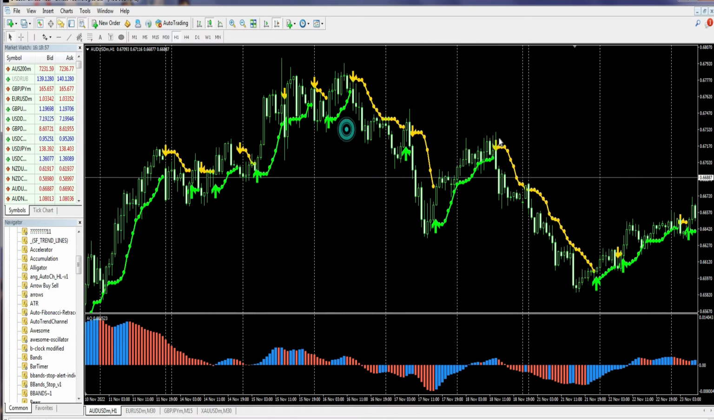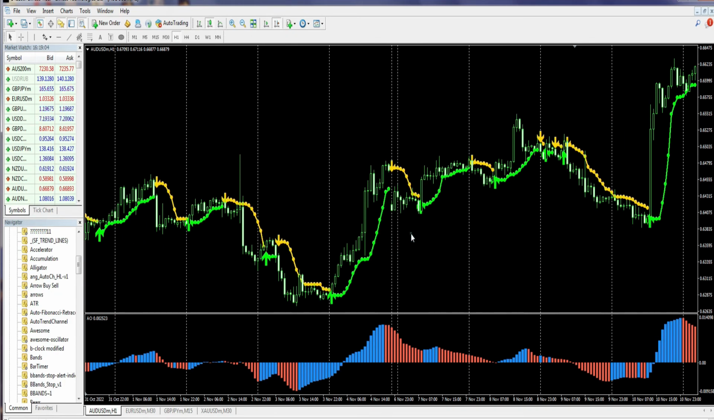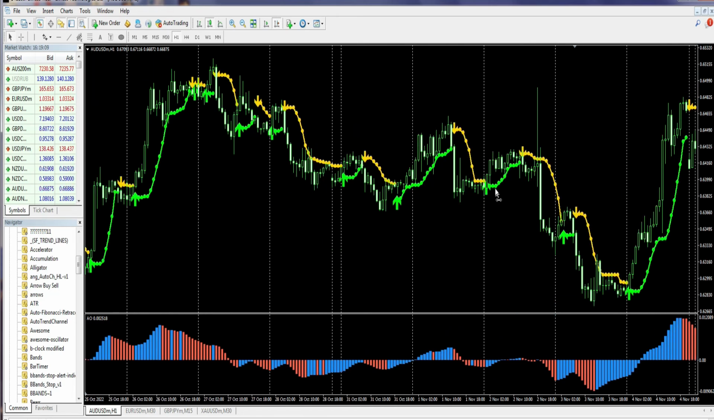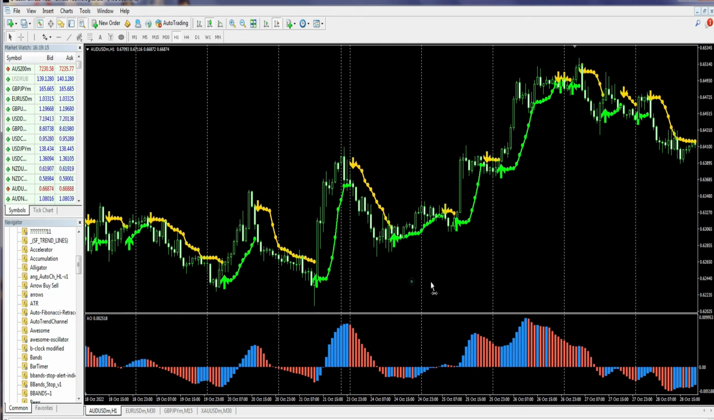Bullish twin peaks conditions: the Awesome Oscillator is below zero. There are two swing lows of the Awesome Oscillator, and the second low is higher than the first. The histogram after the second low is green. Bearish twin peaks conditions: the Awesome Oscillator is above zero. There are two swing highs of the Awesome Oscillator, and the second high is lower than the first. The histogram after the second peak is red.